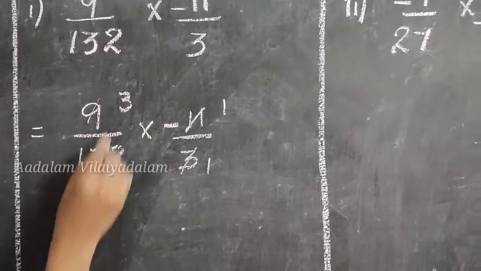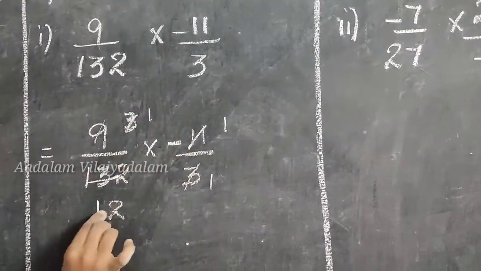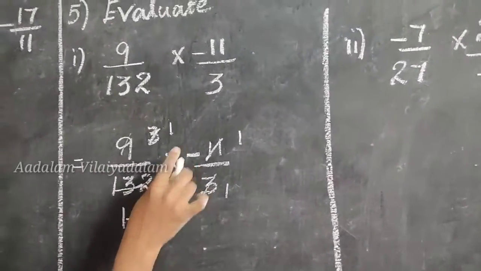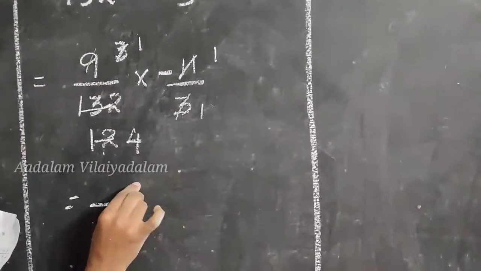So again we have to cancel 3 table. 1 3s are 3. 4 3s are 12. So what is the sign? Here minus, here plus. So plus into minus, minus. So the answer is 1 by 4.